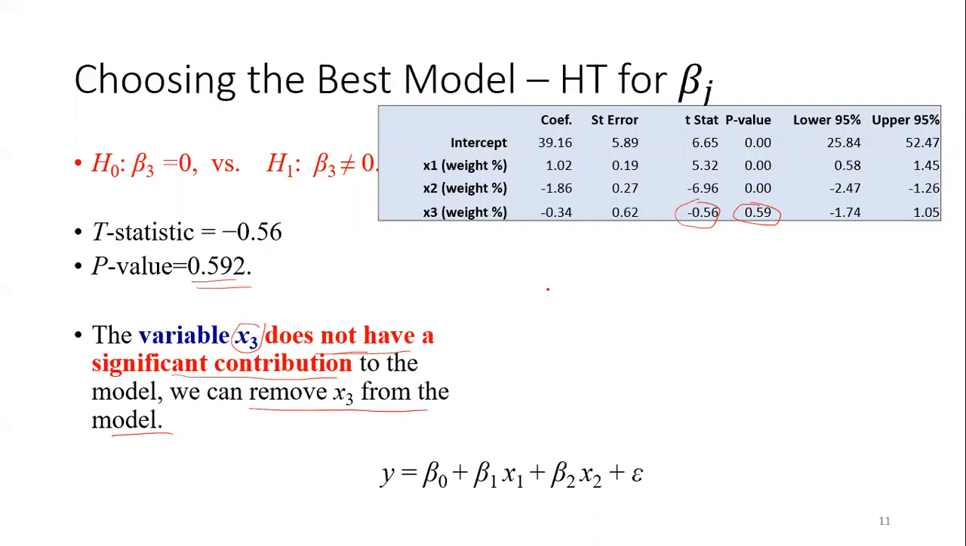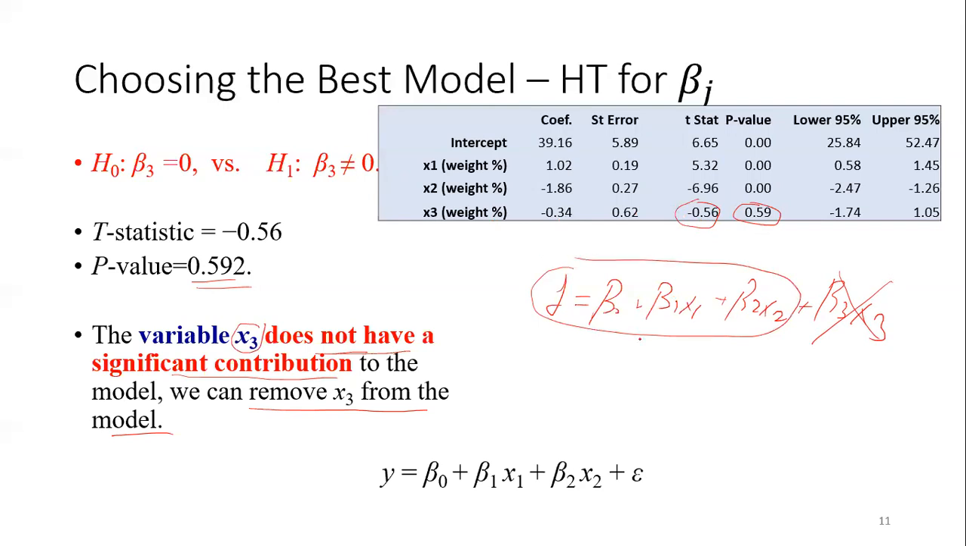Remember, our model was y equals beta 0 plus beta 1 x1 plus beta 2 x2 plus beta 3 x3. This test says that beta 3 does not have a significant contribution to the model, so you can remove x3. And this is the remaining model.